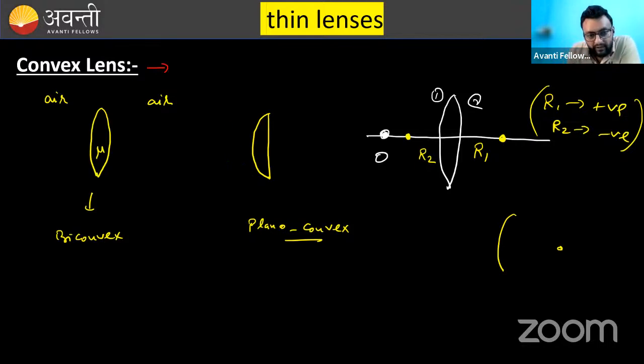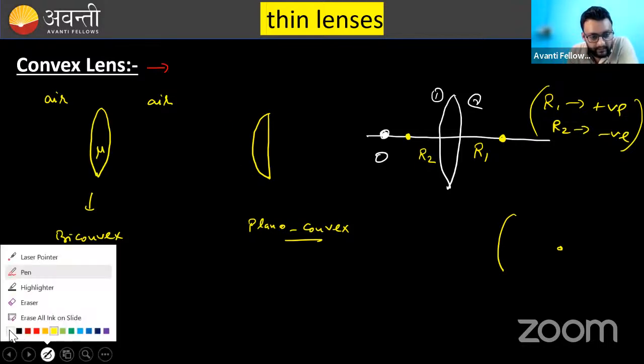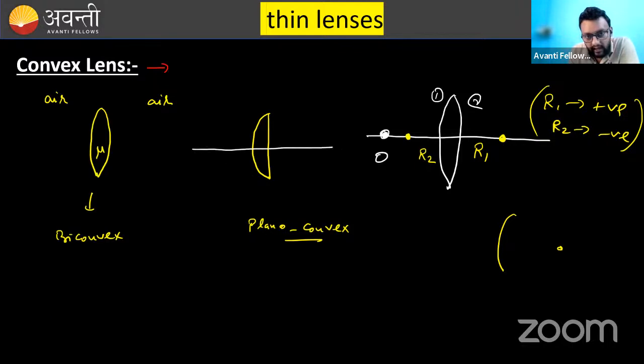A similar thing will happen with this diagram. Again, I am talking about plano-convex. This is again a very famous lens. This is surface 1, this is surface 2. Now, in this diagram, you can clearly see whether R1 is positive or negative. Can you answer, if the object is here, whether R1 is positive or negative?